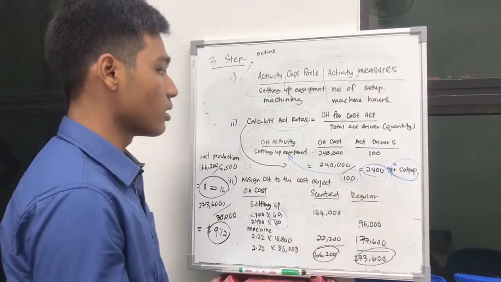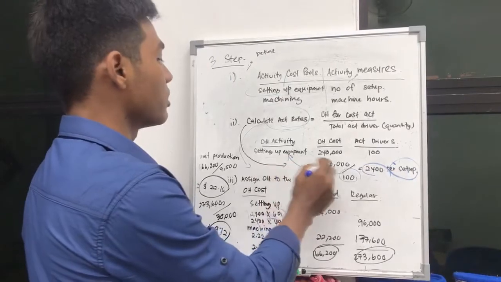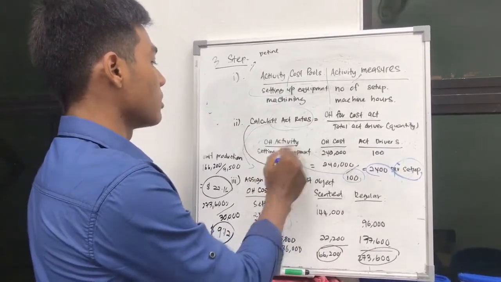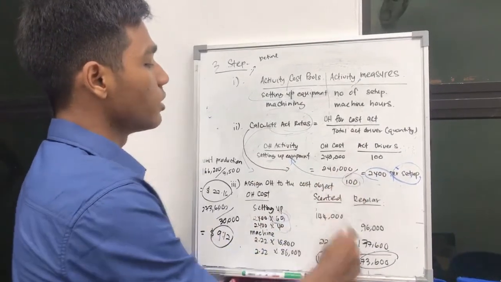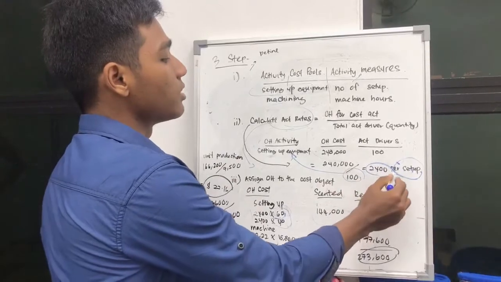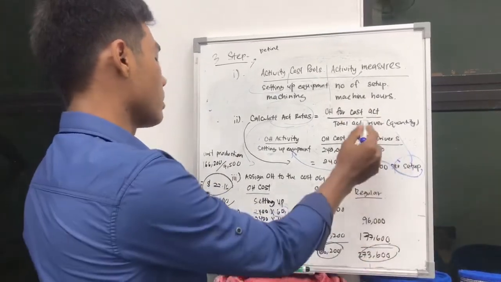So you need to identify the overhead cost of setting up equipment, then divide it by its own activity driver, which is the number of setups. So you will divide and get the answer, 2,400 per setup. This will also be used with its own activity measure.